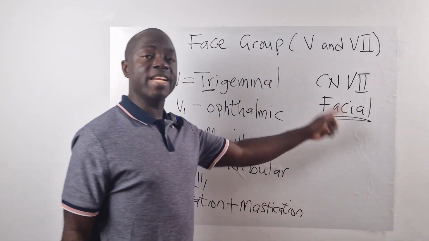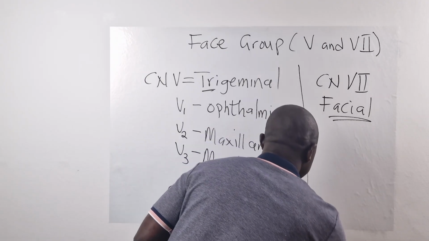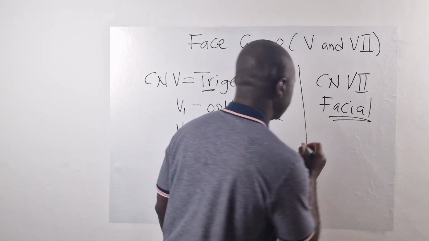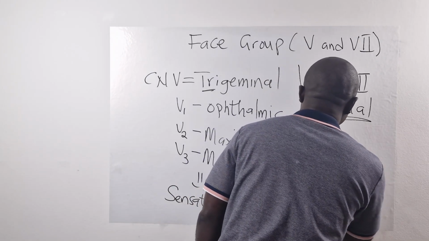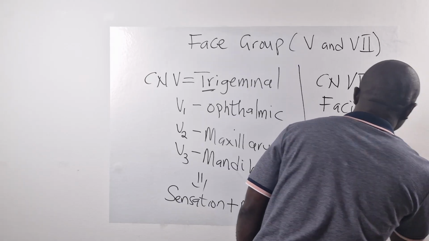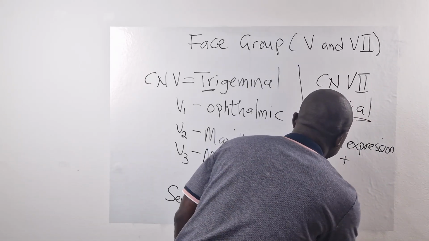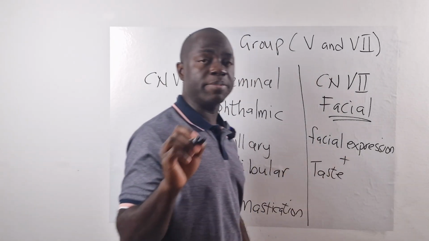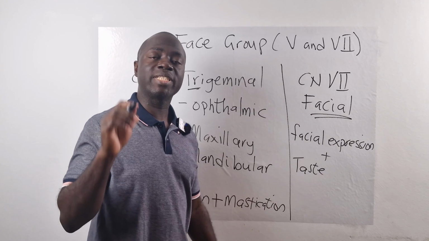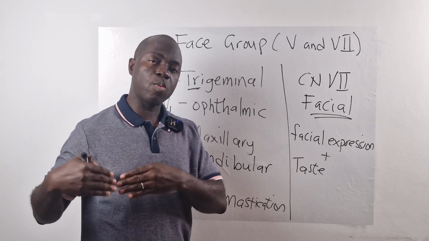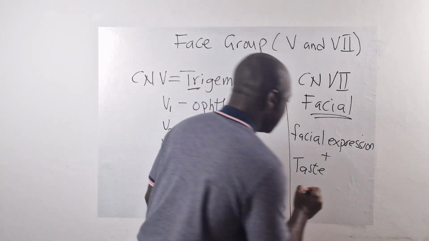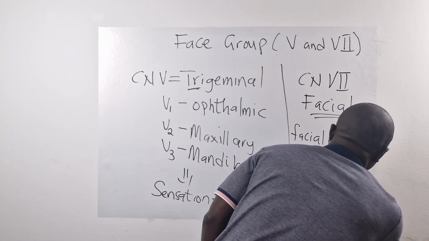Cranial nerve 7, on the other hand, is responsible for moving the face. So muscles of facial expression, and taste. Taste fibers to the anterior 2/3 of the tongue. When it comes to taste, the tongue is divided into posterior 1/3 and anterior 2/3. And the anterior 2/3 is supplied by the facial nerve.